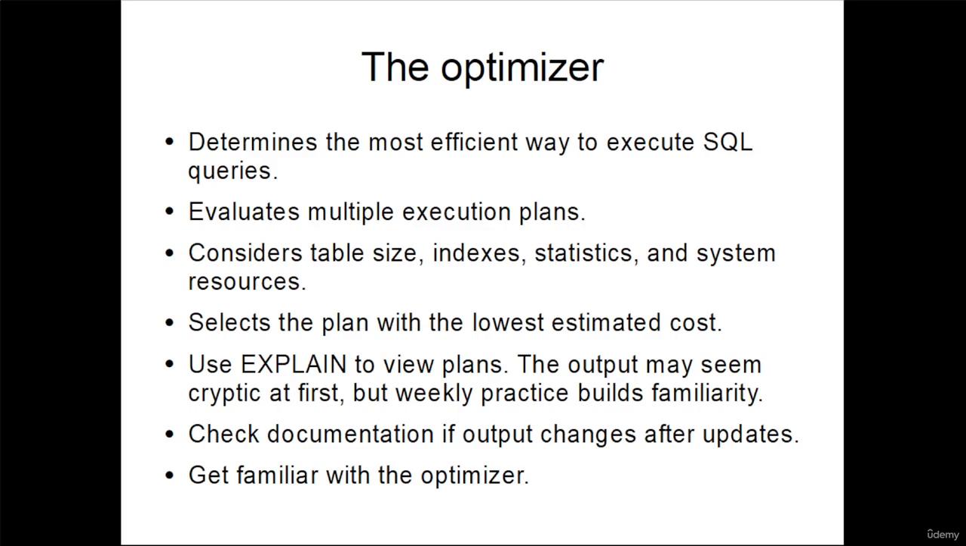Optimizer output can seem cryptic at first, but regular use builds familiarity with terms like seq scan, cost, or rows. By comparing estimated and actual metrics, you can identify when statistics are outdated or indexes are needed. Optimizer behavior evolves with database updates, so always check the official documentation if the output looks unfamiliar or changes after an upgrade.